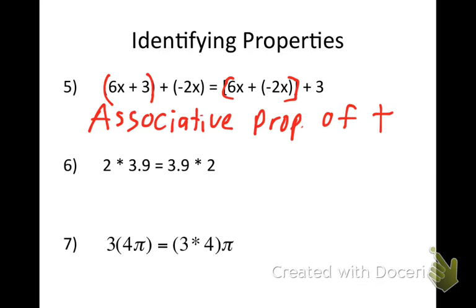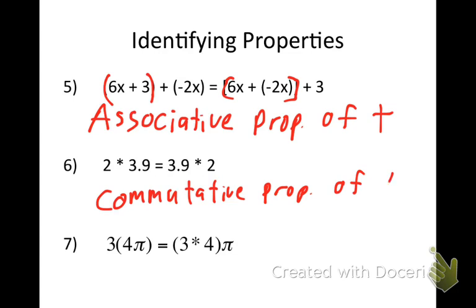Done. 6. We're going to pick out this property. What property says I can flip them around and get the same answer? Allie? That is the commutative property of what? Yep. Commutative property of multiplication. Okay. Commutative means I flip them around. Yes, ma'am. When we're all done, can we go back to the slides and jot down the properties? You bet.